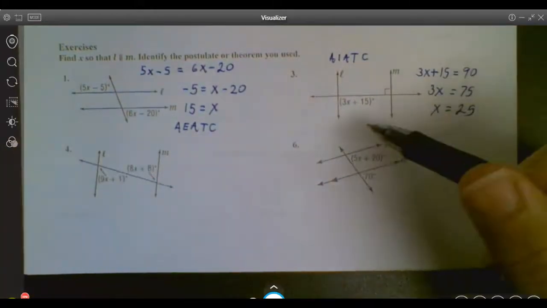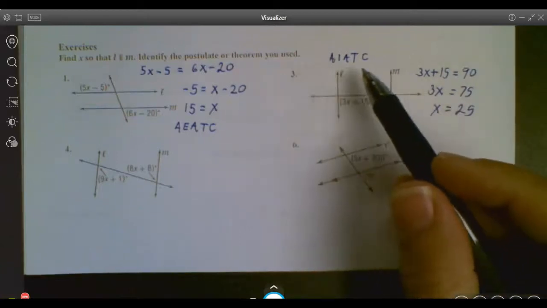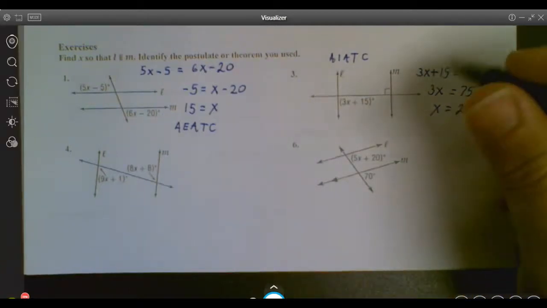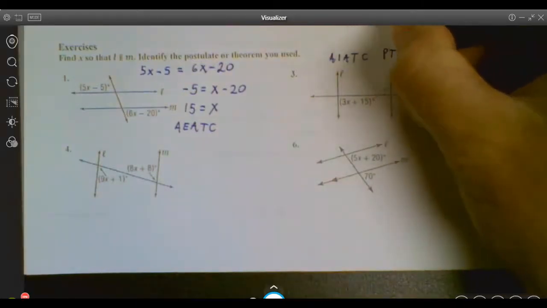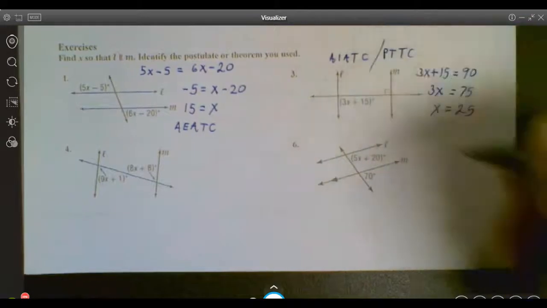So just an FYI. So this one could have been that theorem, or we could have said the perpendicular transversal theorem converse. So we could have gotten away with either one on that.